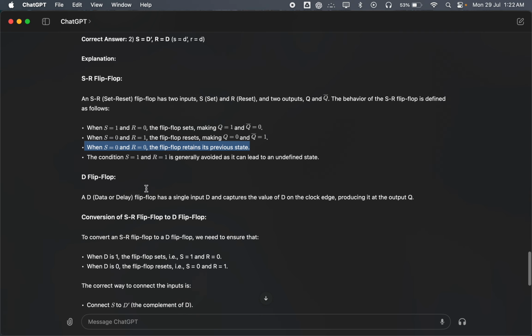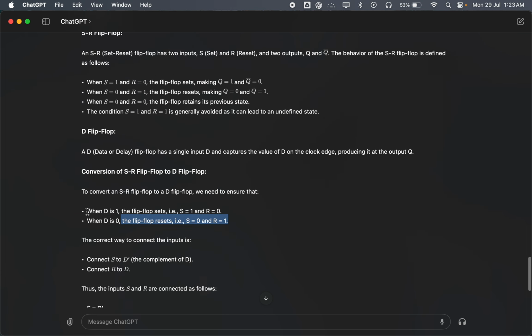Okay, let's see what is a D flip-flop. Data or delay flip-flop has an input D and captures the value of D on the clock edge, reflecting it at the output. Okay, conversion of an SR flip-flop to D flip-flop. Operating when D is 1, the flip-flop sets. So it says that when D is 1, the flip-flop will set, that is, it will make S equal to 1 and R equal to 0. When D is 0, the flip-flop resets, that is S becomes 0 and R equal to 1.